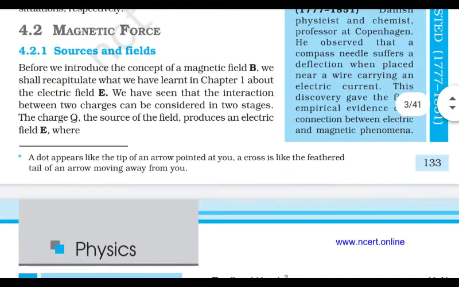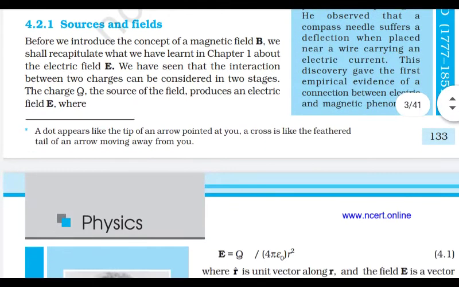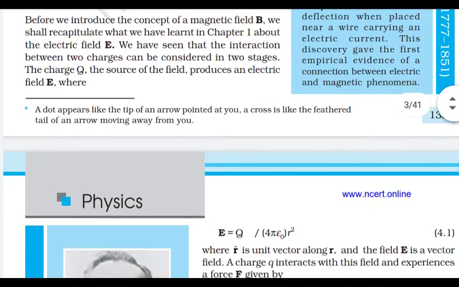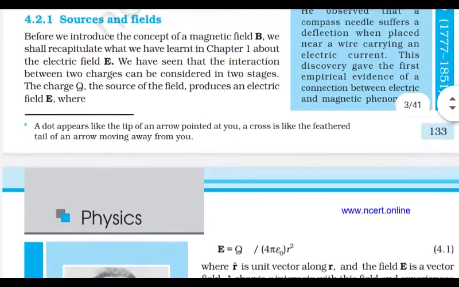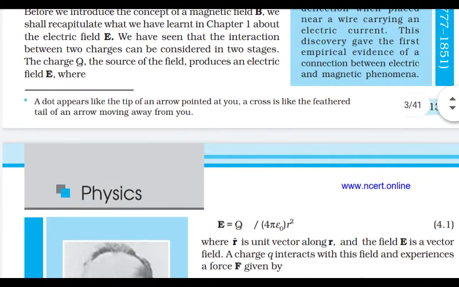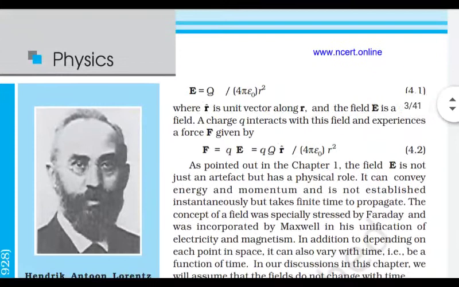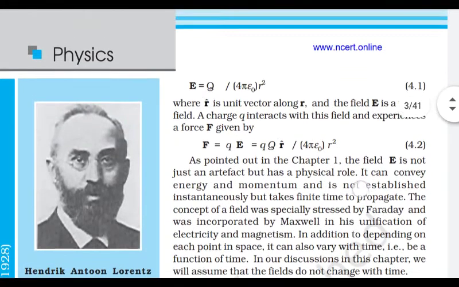Electric field and magnetic field are both unified by Maxwell, because one cannot be separated from the other. It's like that. Wherever there is electricity, there is always a magnetic effect. If you remember the electric field, the charges are the source of the field, which produce the electric field, and E is simply the force experienced per charge Q.